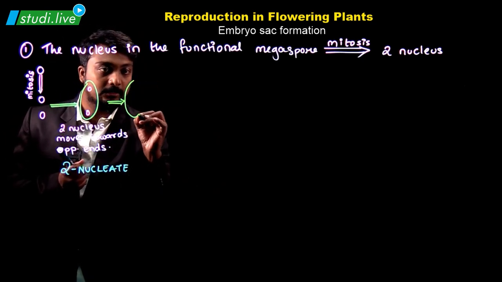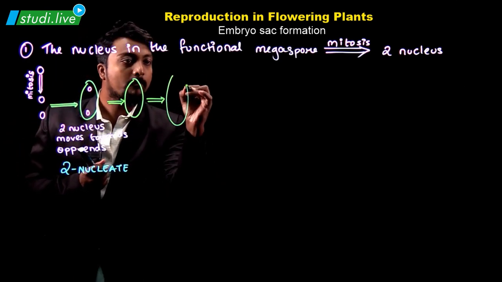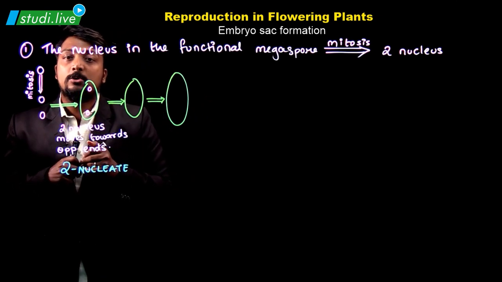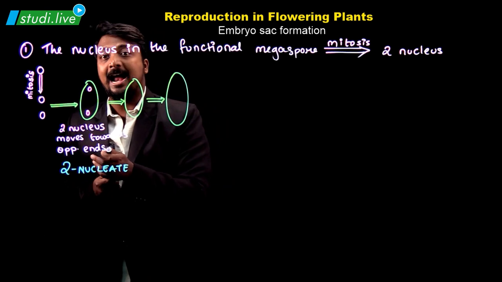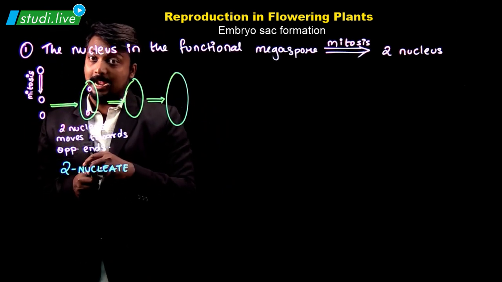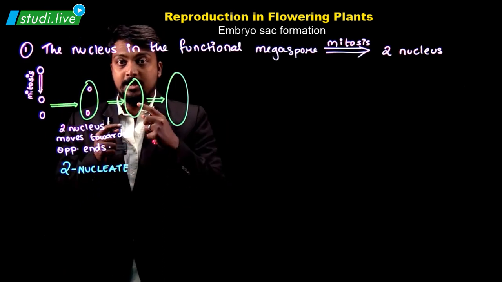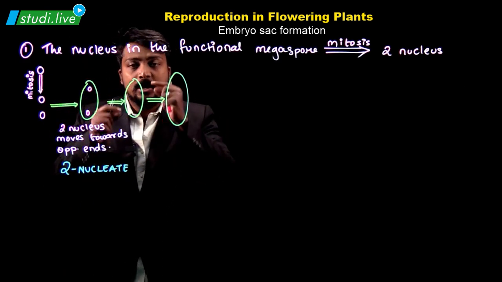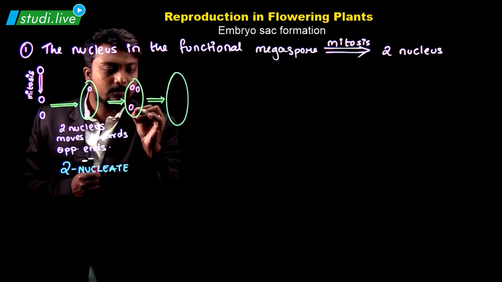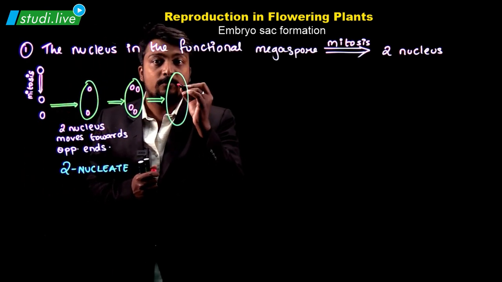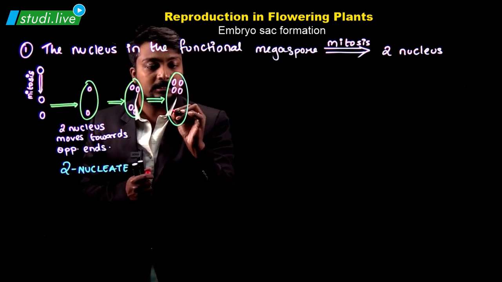Now what happens when it undergoes mitosis again twice? You had one nucleus, that nucleus became two. Now the two nuclei are positioned. Now again they undergo mitosis. Once they undergo mitosis, two is going to become four. And obviously then four is going to become eight. So finally I have eight nuclei here.